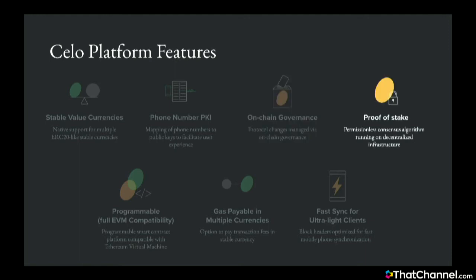And then to achieve low latency with one-block finalities, Celo uses a decentralized proof-of-stake protocol that elects 100 validators and then uses PBFT for consensus. So if you're familiar with Cosmos, this is very similar to Cosmos and Tendermint.